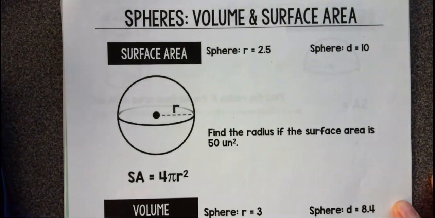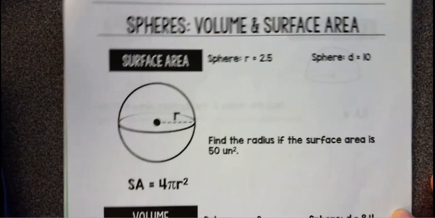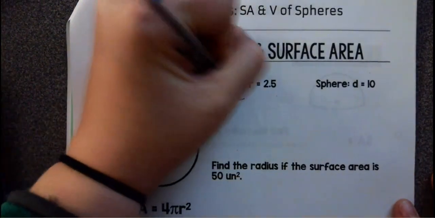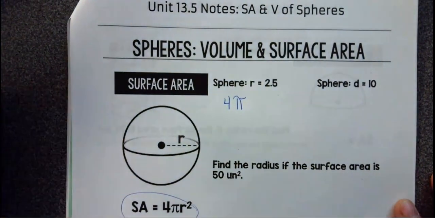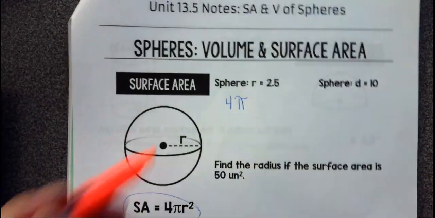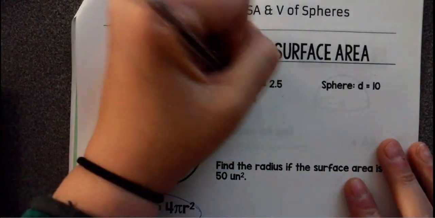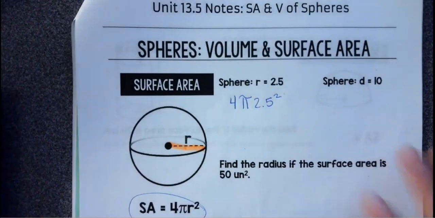So, volume of spheres and surface area of spheres as well. Here's the formula. It's right here. Make sure you can identify the radius. That's the only thing that gets plugged in, which is so nice. 4 times pi times 2.5 squared.